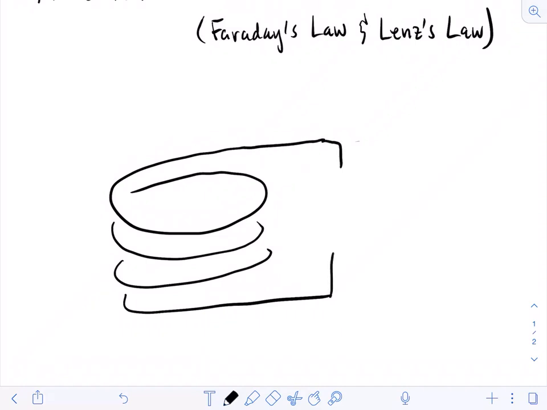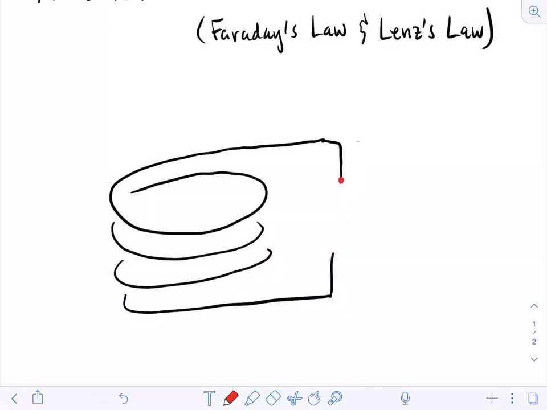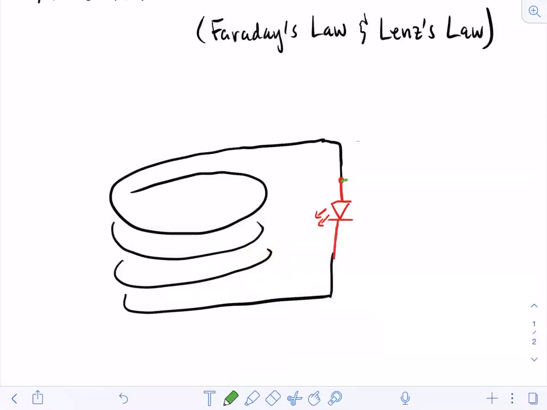I'm going to attach not a current meter, but what are known as LEDs, a light emitting diode. We're going to have one that's red, and then in parallel with that, I'm going to have one that is green. I'm going to put them in parallel but in opposite orientations. And so this is a green LED.